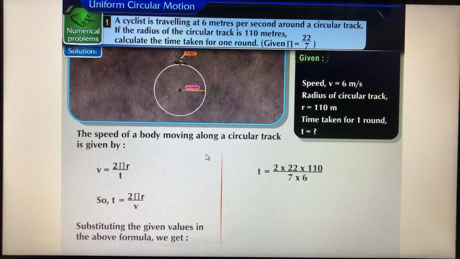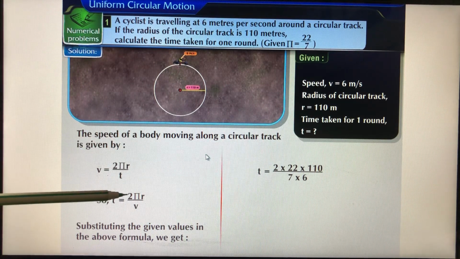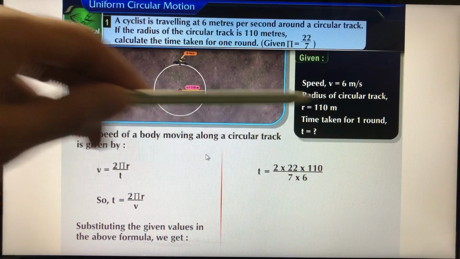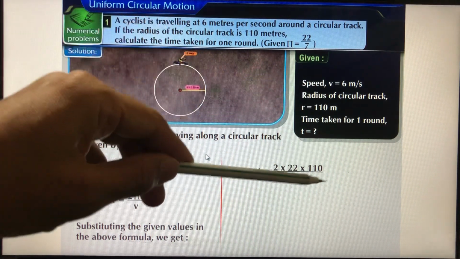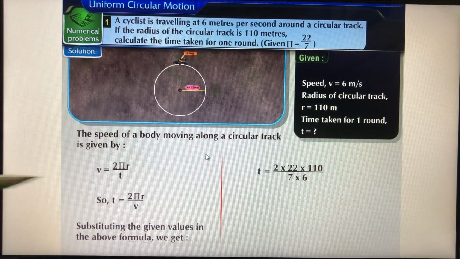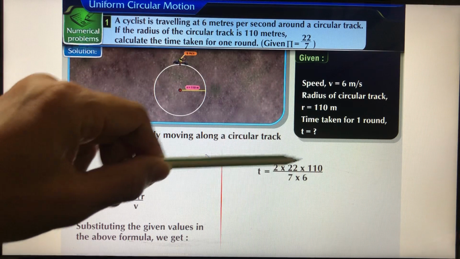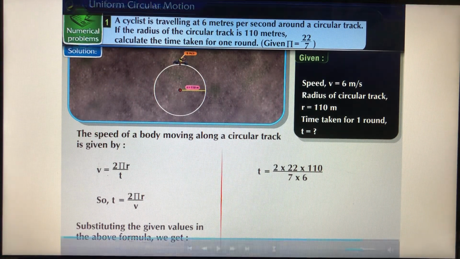First of all, 2 as it is, value of pi is 22 by 7, r that is 110, and here v is already given, 6. So write down here 6 again. 2 pi r upon v, pi that is 22 by 7, just cut and simplify this.